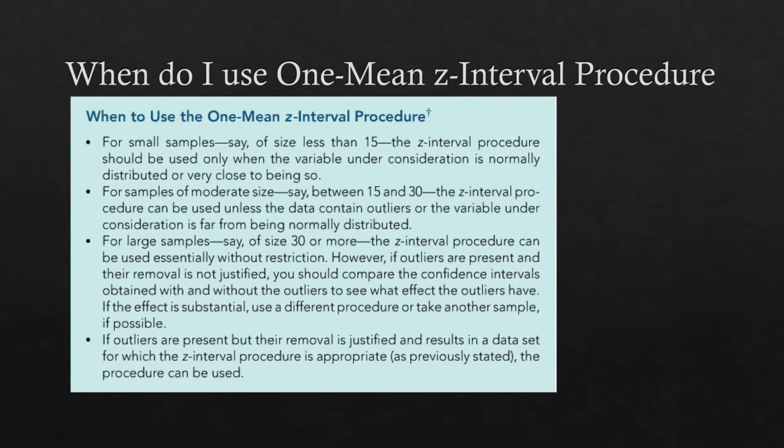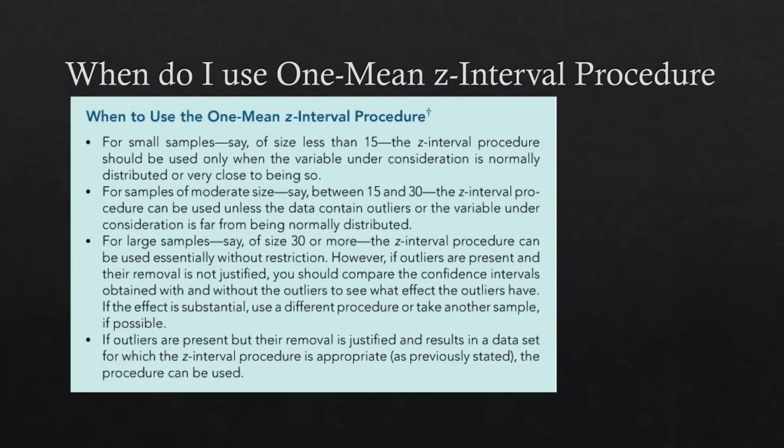So when do I need to use this? Well, for small samples, the z-interval should be used only when the variable under consideration is normally distributed or very close to being normally distributed. For moderately sized samples, the z-interval can be used unless the data contains outliers or the variable is far from being normally distributed. For sample sizes of 30 or more, the z-interval procedure can be used without restriction.